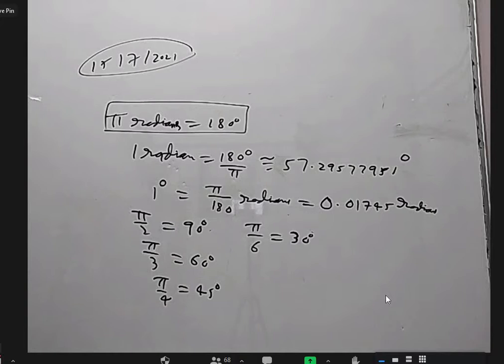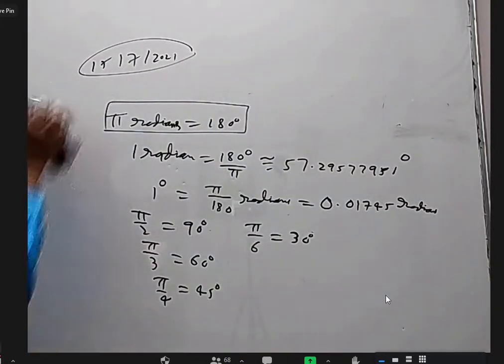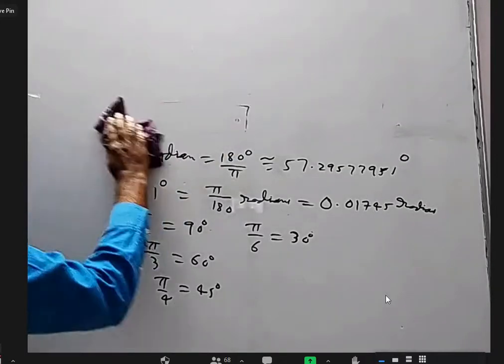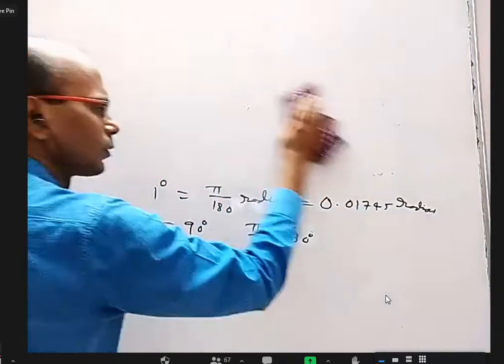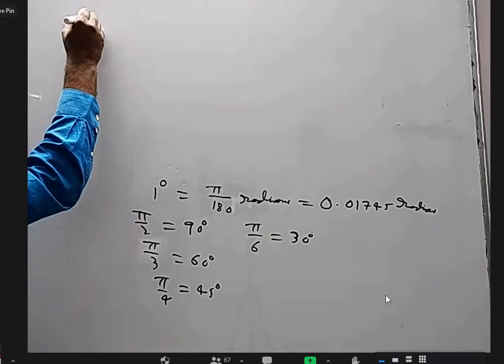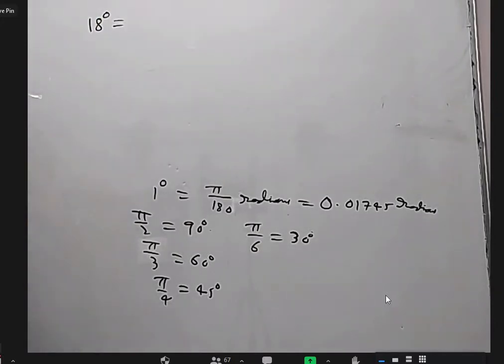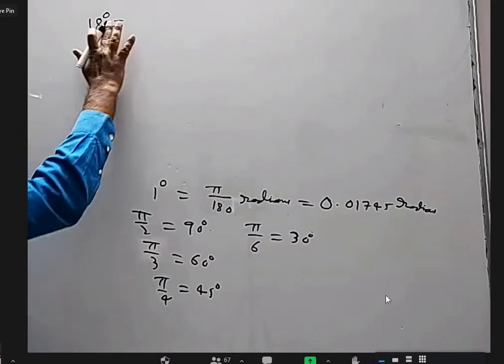Completed, sir. Sir, 1 minute, sir. Just 1 minute, sir. Sir, those, pi by 2, 90 degrees, not rubbing those, you can rub anything.